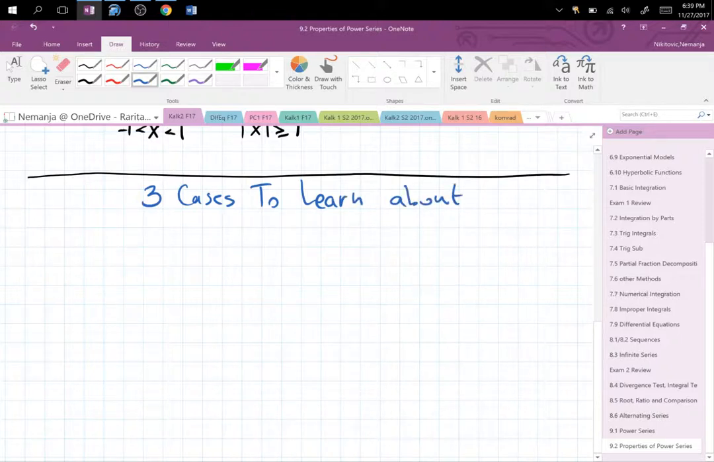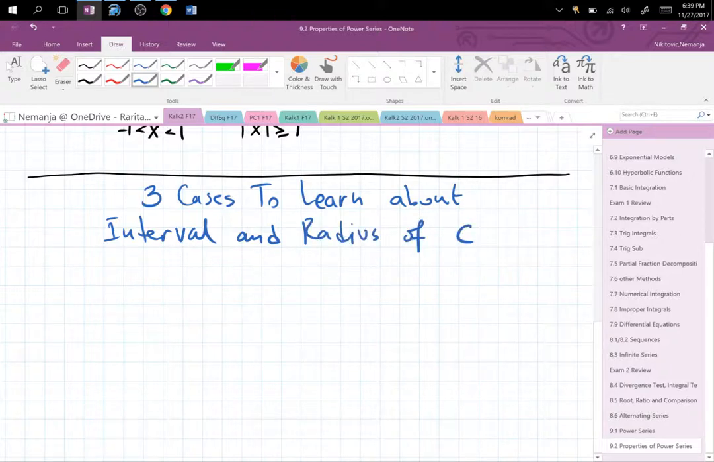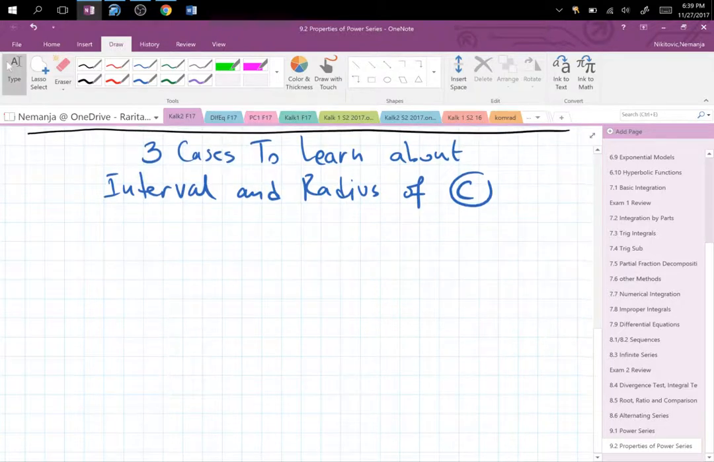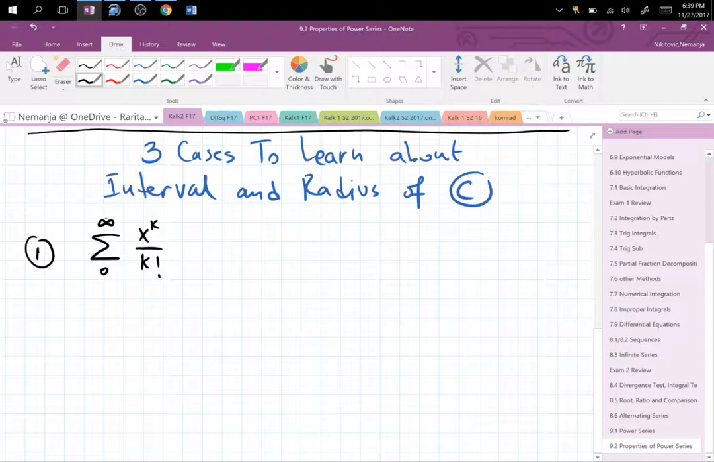3 cases to learn about interval and radius of convergence. Three cases, 3 examples, 3 problems, whatever. Number 1: summation x to the k over k factorial from 0 to infinity. This is case number 1.